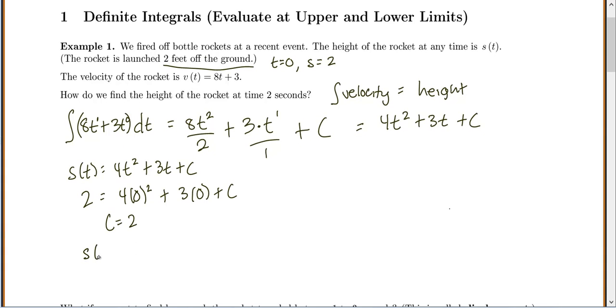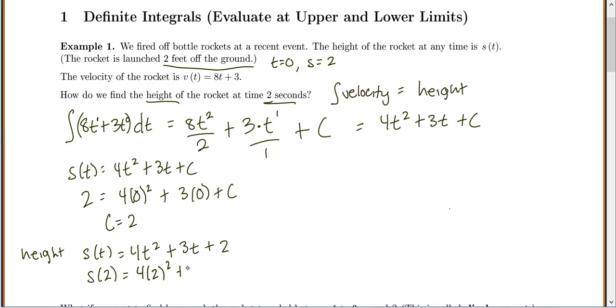So if we put all of that together, our height at any time t is going to be 4t squared plus 3t plus 2. If we want the height at 2 seconds, all we have to do is plug that in. So the height at 2 seconds is 4 times 2 squared plus 3 times 2 plus 2. I can do this in my head. 2 squared is 4, times 4 is 16, plus 6 is 22, plus 2 is 24. So at 2 seconds, our rocket is 24 feet off the ground.